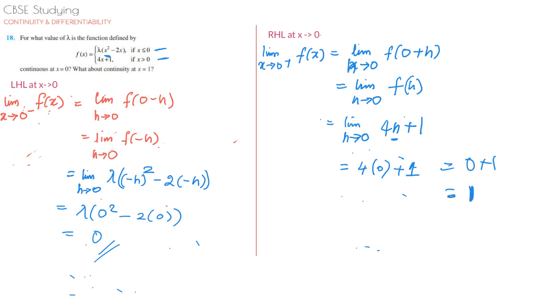Now observe carefully, what is the left hand limit? It is 0. And what is the right hand limit? It is 1. So it is very obvious that the function is not continuous. Left hand limit is not matching the right hand limit. So what are we going to say?